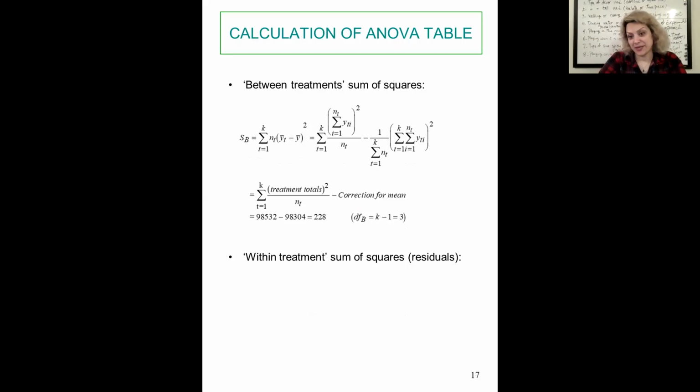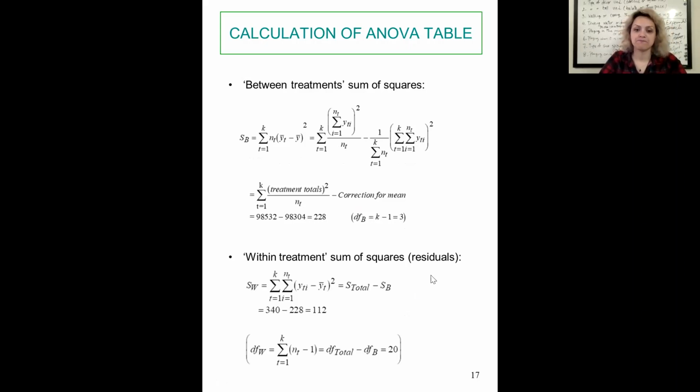So within treatments is a little different. We are interested in what's happening inside each of these treatments. And we would show it by the sum of squares of W. As I said, you can write down SSW or SW. Both of them represent the sum of squares.